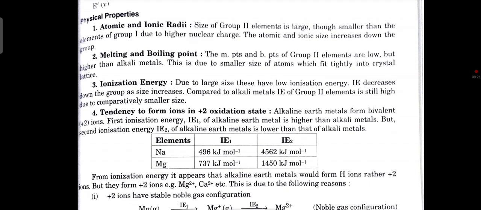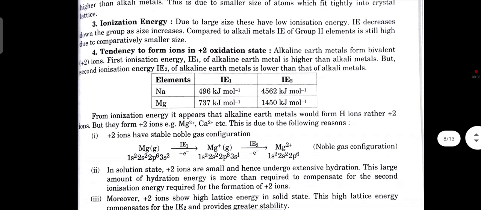The melting point and boiling point of group 2 elements are low, but higher than the alkali metals. This is due to the smaller size of the atoms, which fit tightly into the crystal lattice.